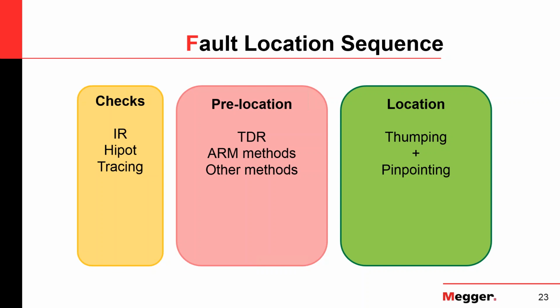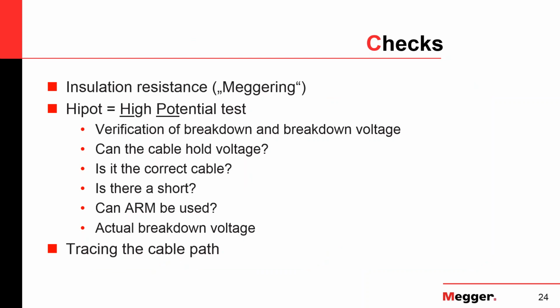And once you're done, the prelocation gives you an approximate distance to the fault with very high accuracy, plus or minus 1% in that range, but you never would dig a hole just based on the prelocation. So then the actual location, the pinpointing, takes place, and you use what a lot of people are familiar with out there. You have a thumper, and they use some sort of pinpointing device together with the thumper to actually pinpoint the fault. So what are the checks?